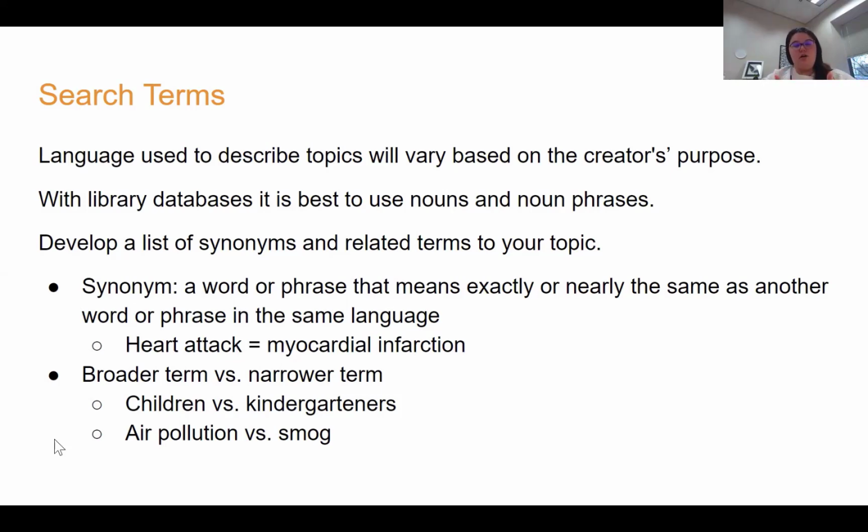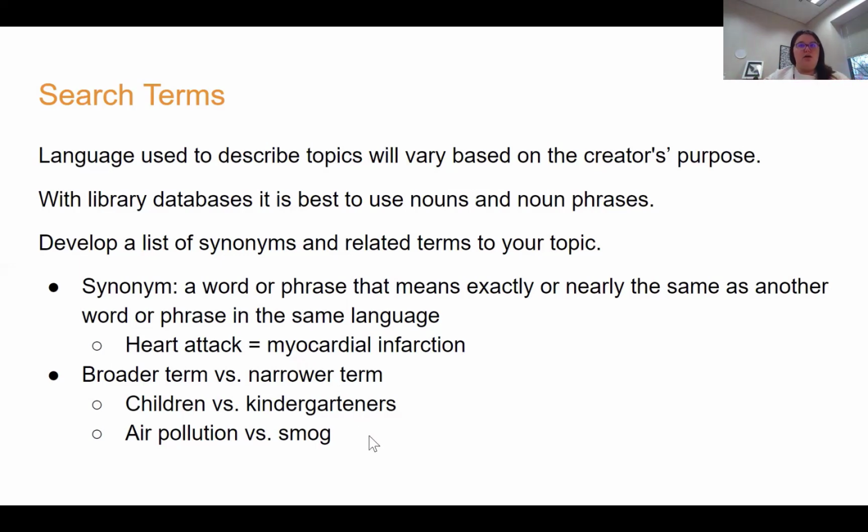Maybe I want to start talking about specific platforms that are being used, right? If I'm talking about teenagers, maybe I also want to throw in the term young adults, or adolescents, right? And also thinking about these related terms, they could be synonyms. So again, heart attack, similar to myocardial infarction, just two different things. Teenagers and adolescents, really similar.